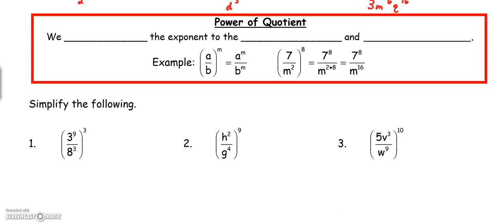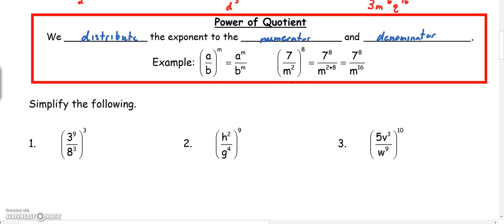Our second property is the power of the quotient. So what we do here is we distribute the exponent to the numerator and to the denominator. Remember, if there's already an exponent there, we're going to multiply it out.